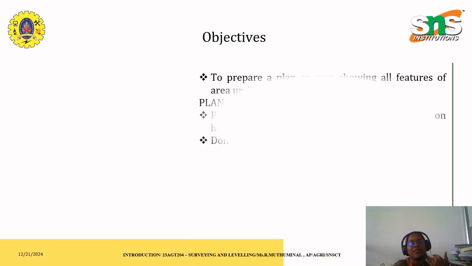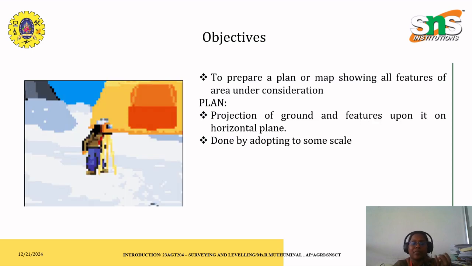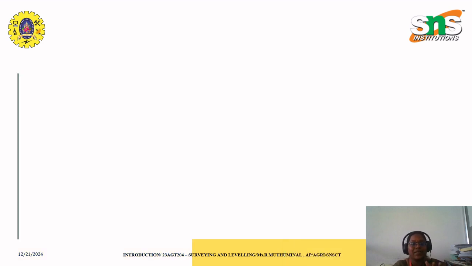The objective of surveying is to prepare a plan or a map showing all features of the area under construction. Under the plan, we have to provide a projection of the ground and the features upon it on a horizontal plane, and it is done by adopting certain scales, either a small scale or a large scale.